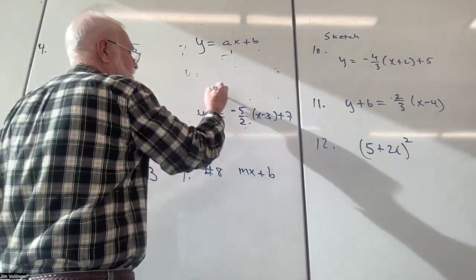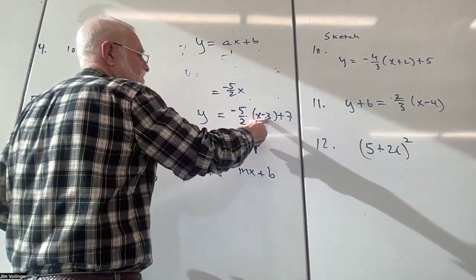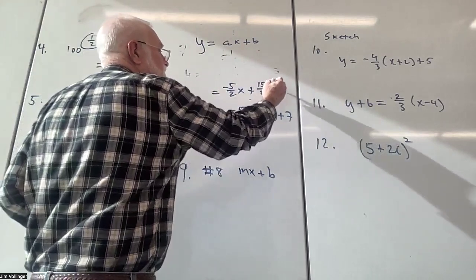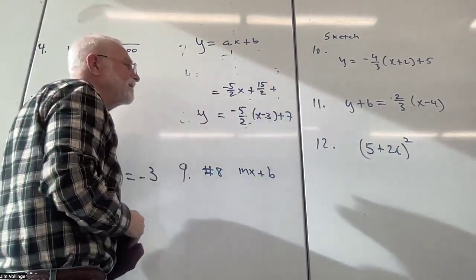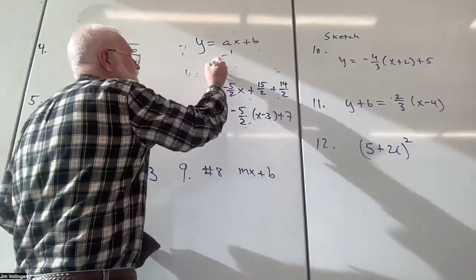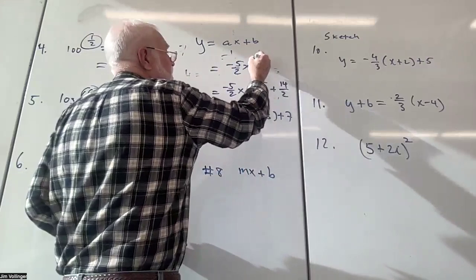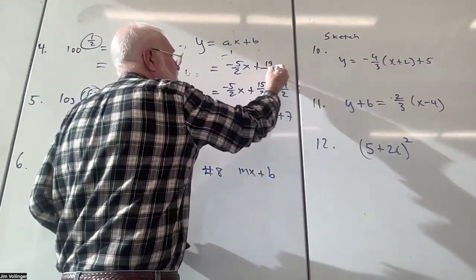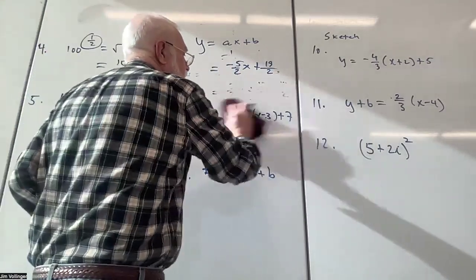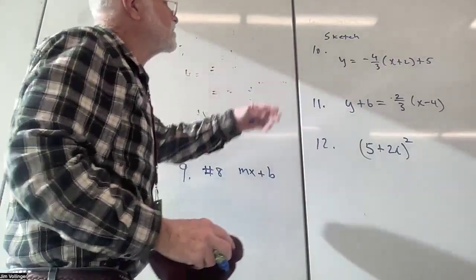Minus 5 halves x. Minus 5 times minus 3 is 15 over 2. Plus 7, I know what 7 is. It's 14 over 2. And I guess we have minus 5 halves x plus 19 over 2. There's your favorite form. It's not mine. Okay, let's get rid of that. No, I don't have to. Let's do the next problem.